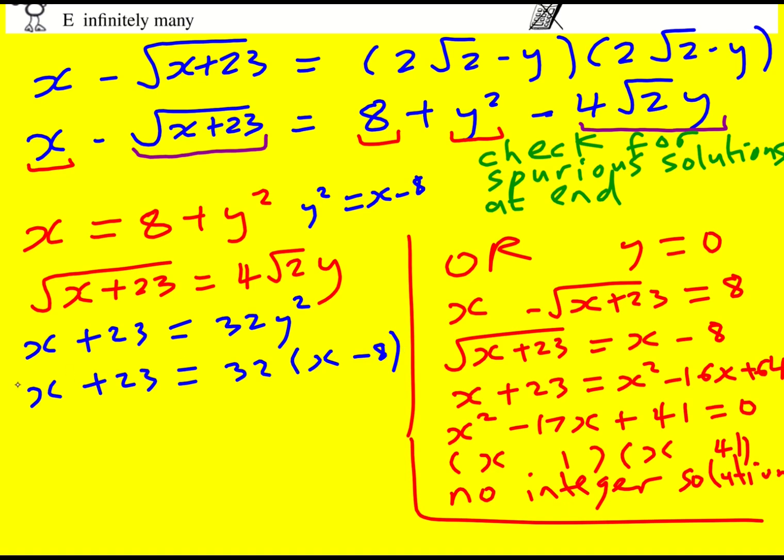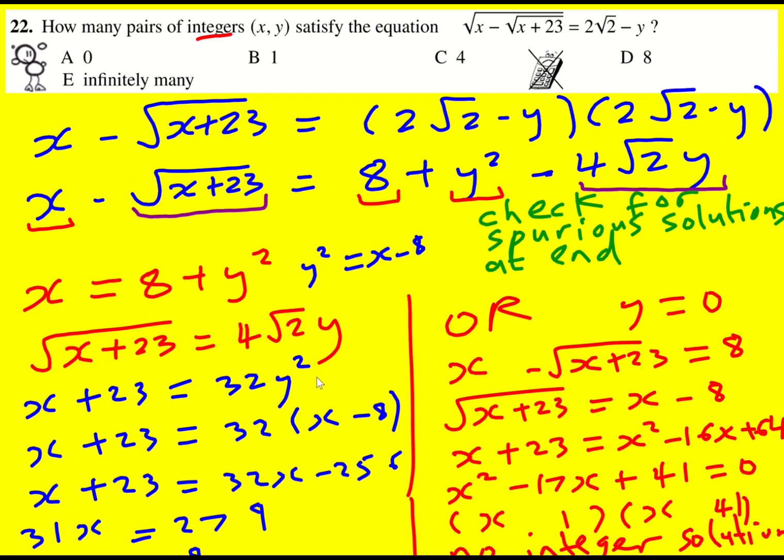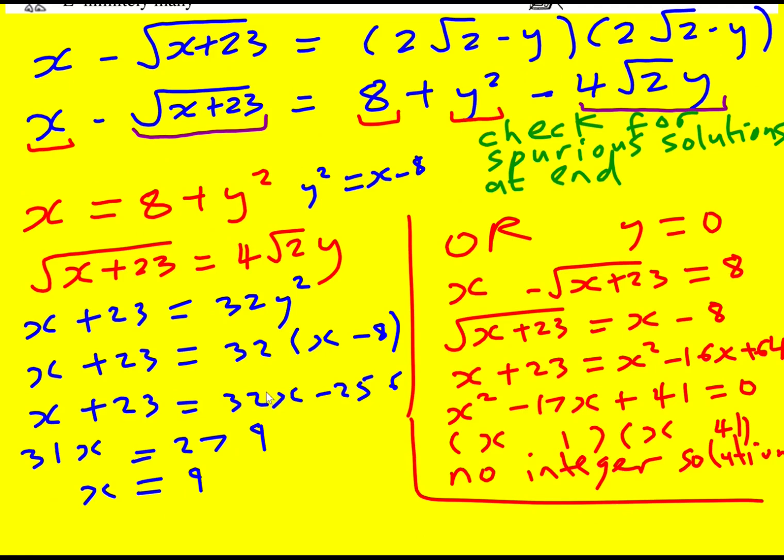Actually, because it's formed a linear equation, there's going to be only one possible value of x. x plus 23 is equal to 32x minus 256. So 31x, by minusing the x, is going to be 279. And this actually gives x is equal to 9. All of that, and we've managed to get our one single value of x that can occur.